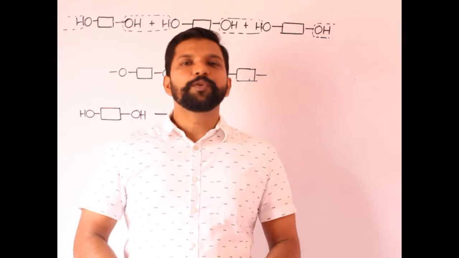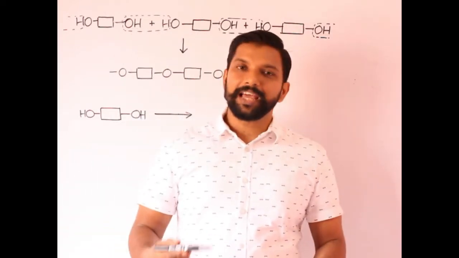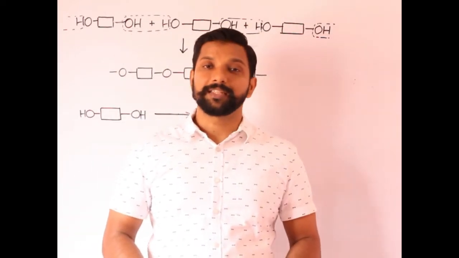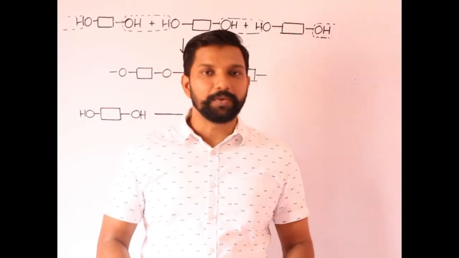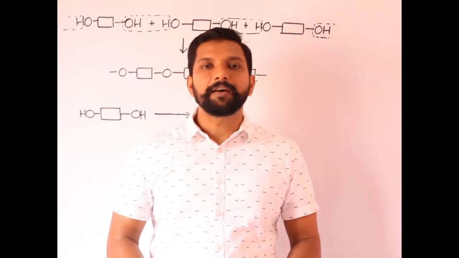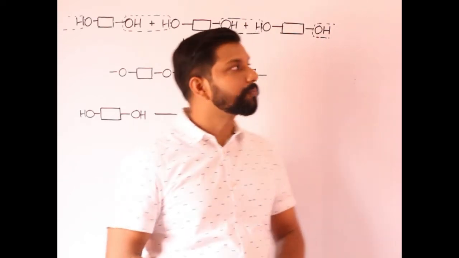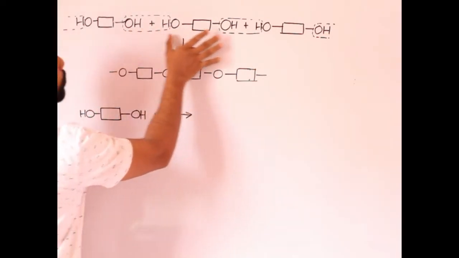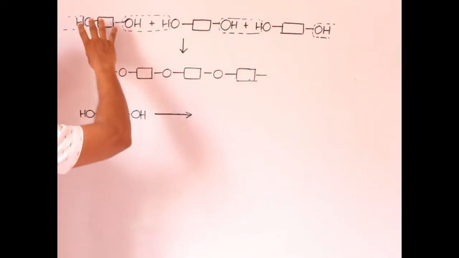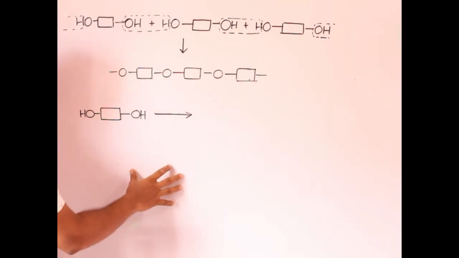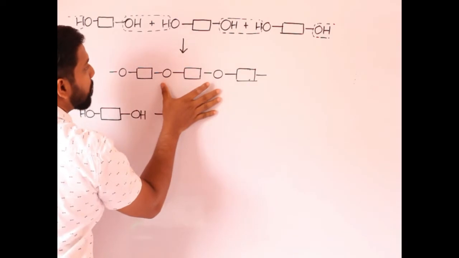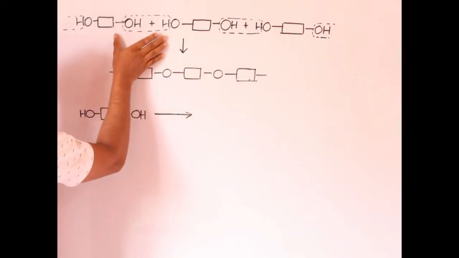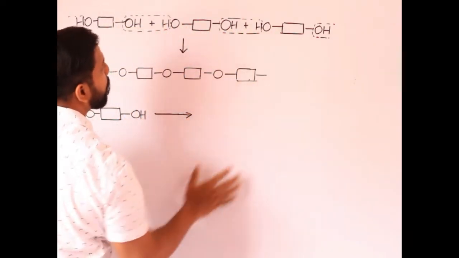Hundreds or thousands of glucose molecules can join like this to form polysaccharides, such as starch, glycogen, and cellulose. Let's have a look at this process. Here are the glucose molecules. I have given three molecules, and the formation of this polymer can take place by eliminating water from either side of all these molecules.